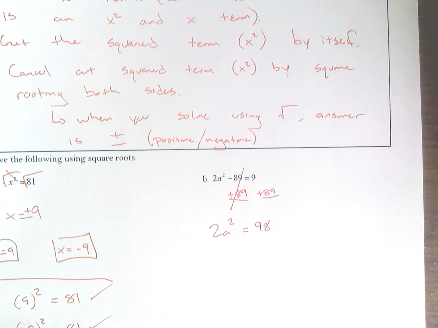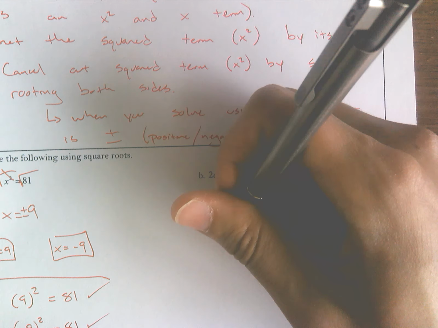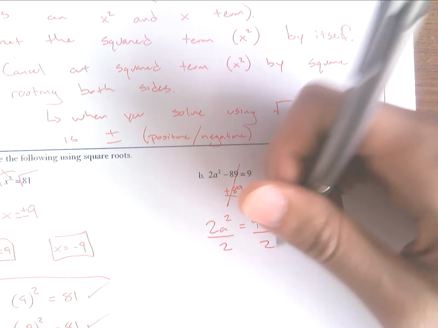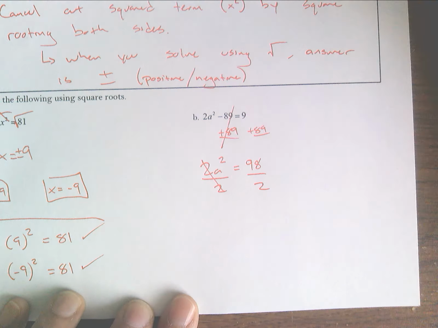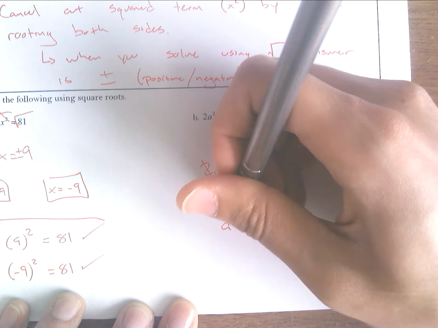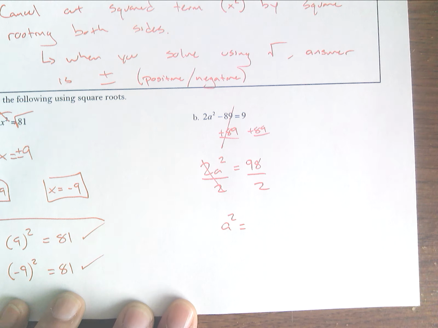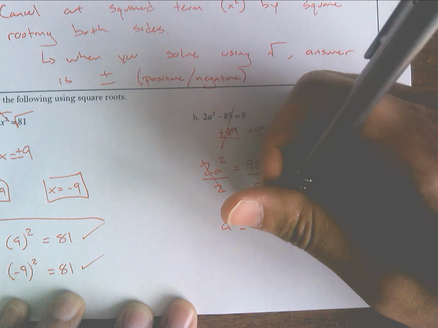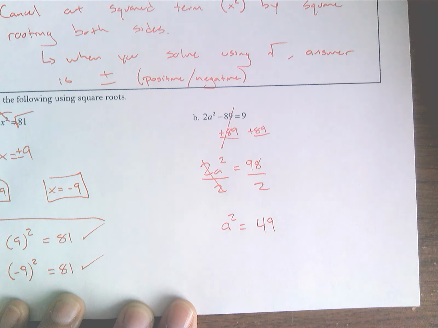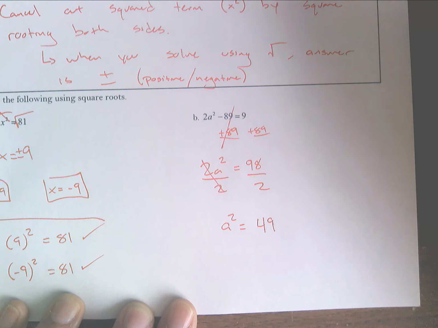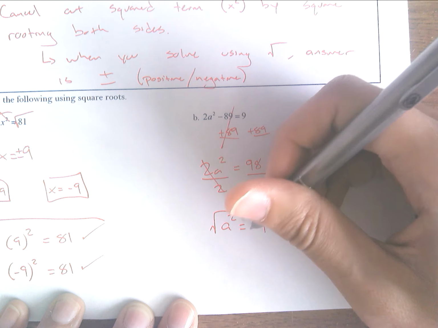We're not quite there yet. We have to divide by 2. And when we divide by 2, then we have the a squared by itself. So dividing by 2, we have a squared equals, well, 98 divided by 2 is 49. And then step 2, we cancel out the squared term by square rooting both sides. So now that we have the squared term by itself, we can square root both sides.